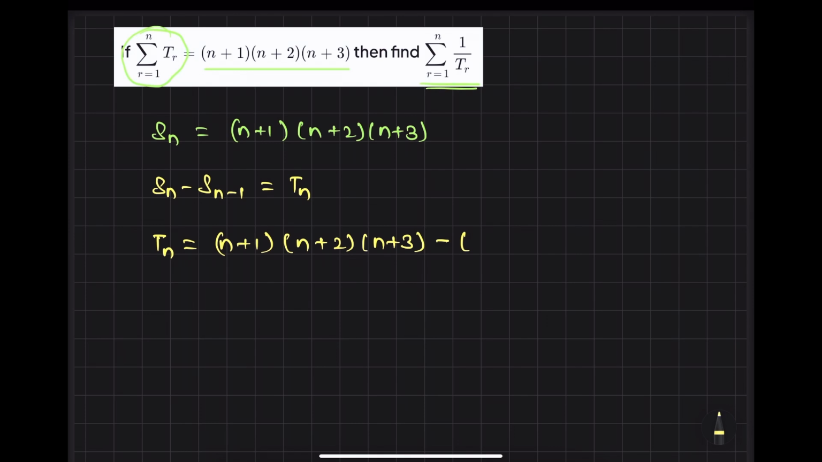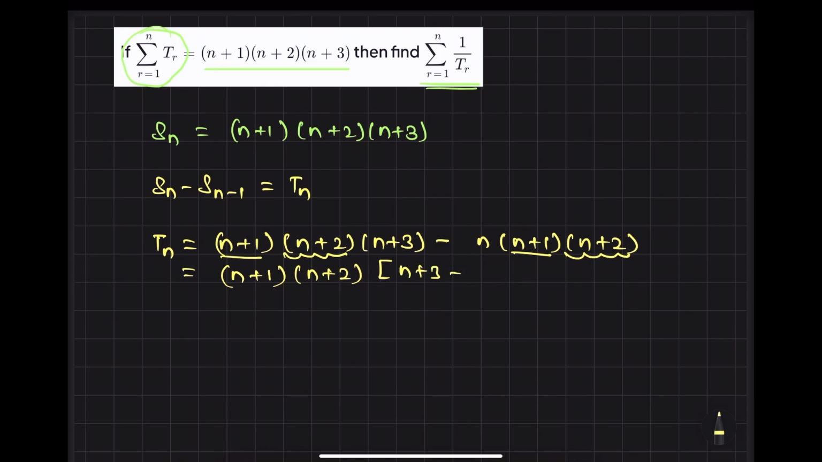So in place of n, I will replace n with n minus 1. So it will become n, and then n minus 1, n plus 1, and then n plus 2. So this is your Tn. Now to write this in a more simplified form, I will take n plus 1 and n plus 2 common. We are left with n plus 3 minus n. So this thing is gone, and we are left with 3 times n plus 1, n plus 2. So this is your Tn.